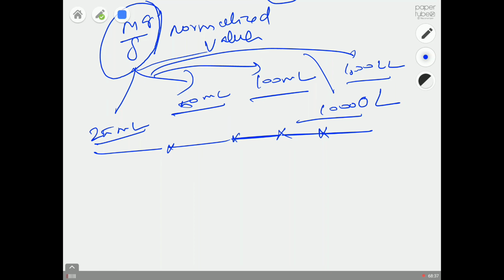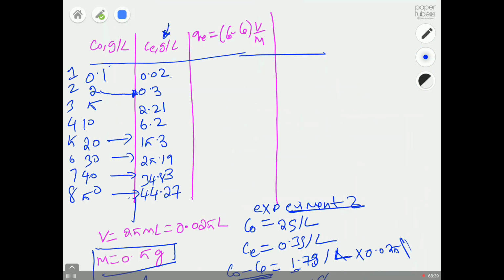So why did we calculate QE? Let's come back to this table. We did the experiment starting from different initial concentrations. This is our final equilibrium concentration, so we can calculate these QE values. All we need to calculate is, for example, for the first experiment, 0.1 minus 0.002.